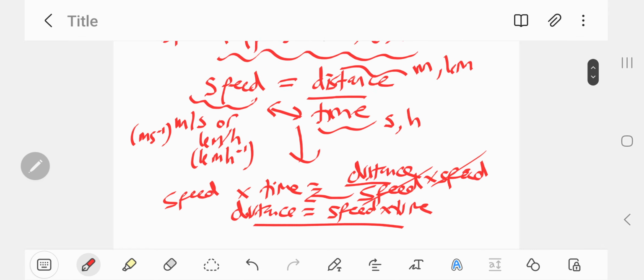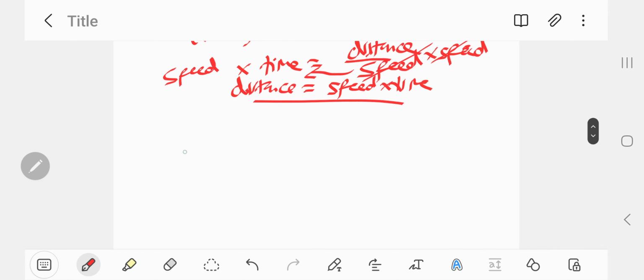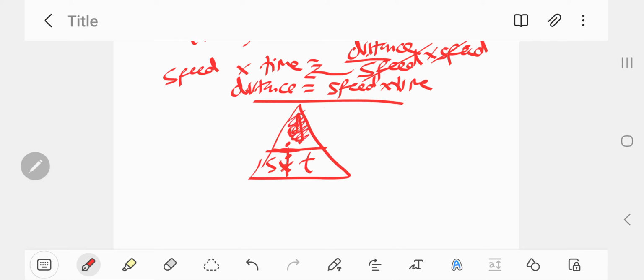And for those who struggle with the algebra, you can use this triangle relationship. Okay, where this horizontal line here, that's divide. This vertical line here is multiply. So to find distance, you put your thumb over the D, cover the D. You just do speed times time.